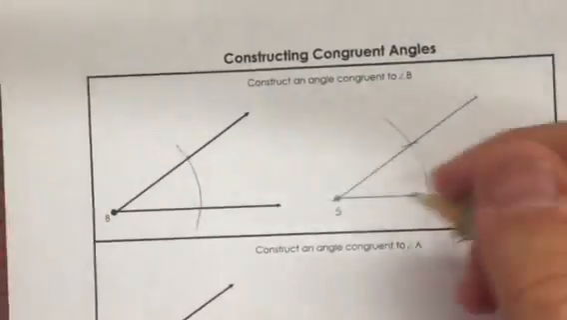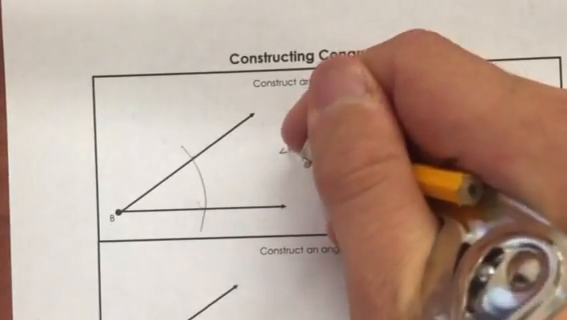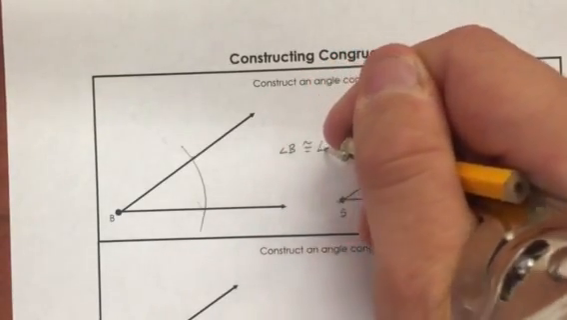See how perfect they look? And let's put a little statement here. Angle B is congruent to angle S.